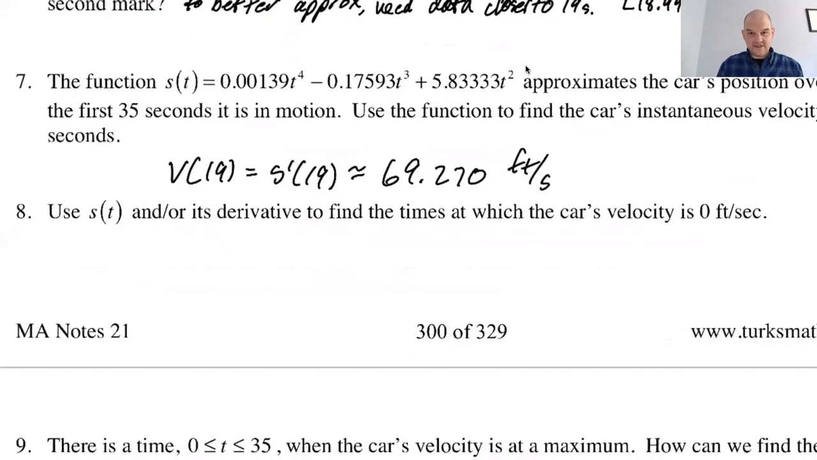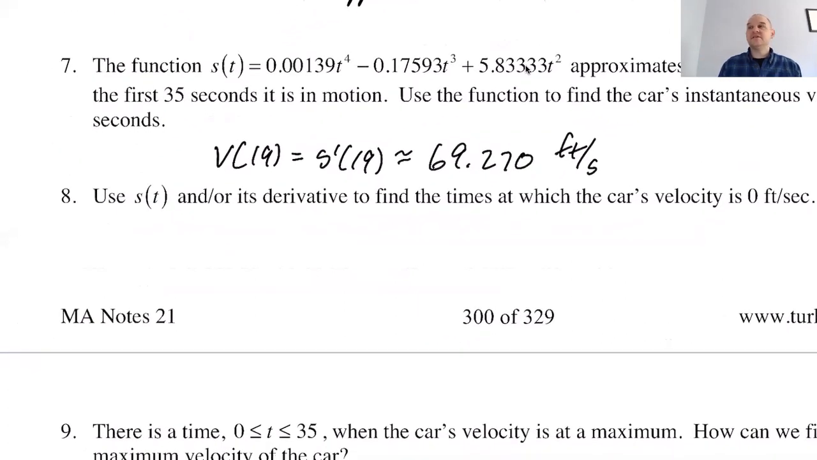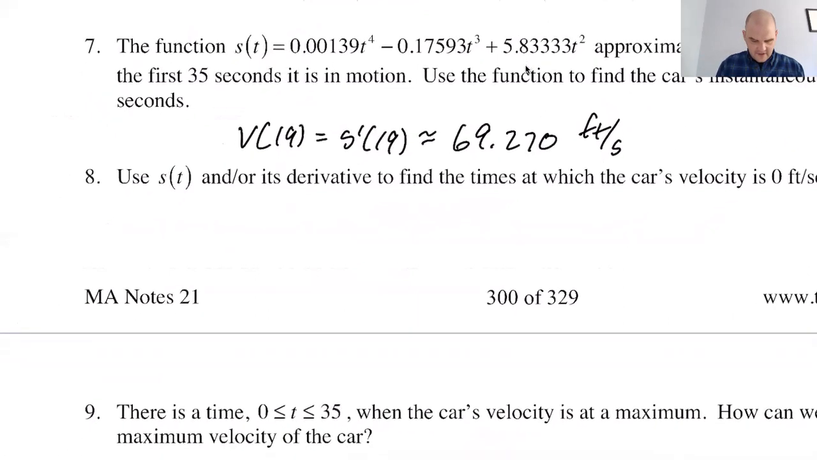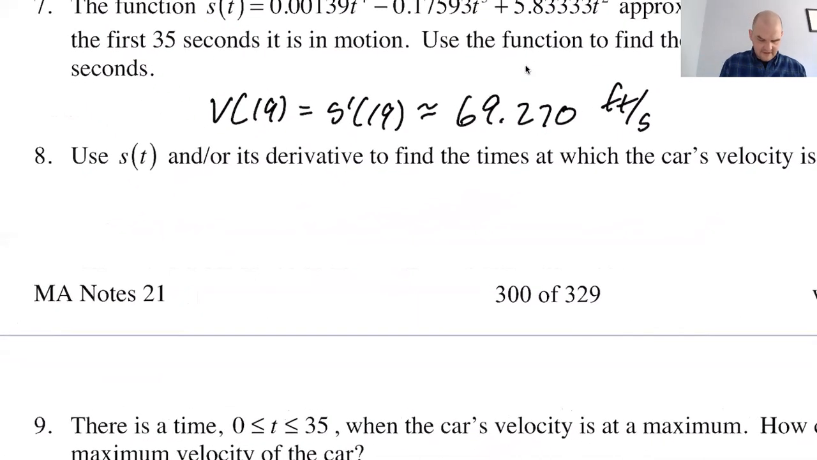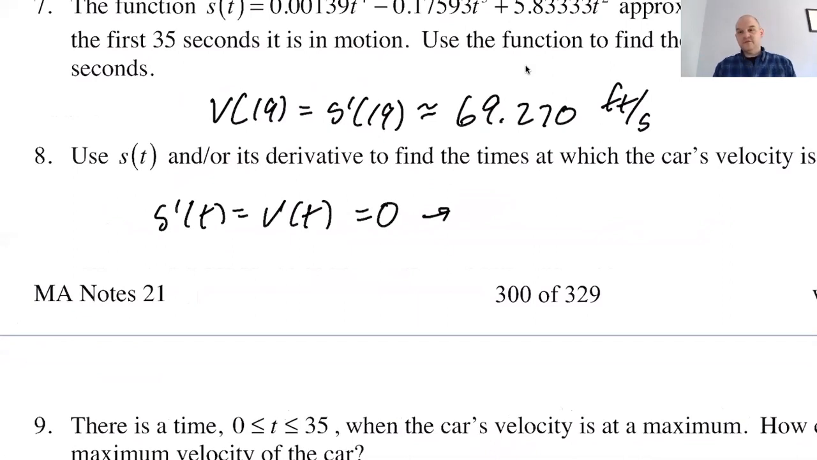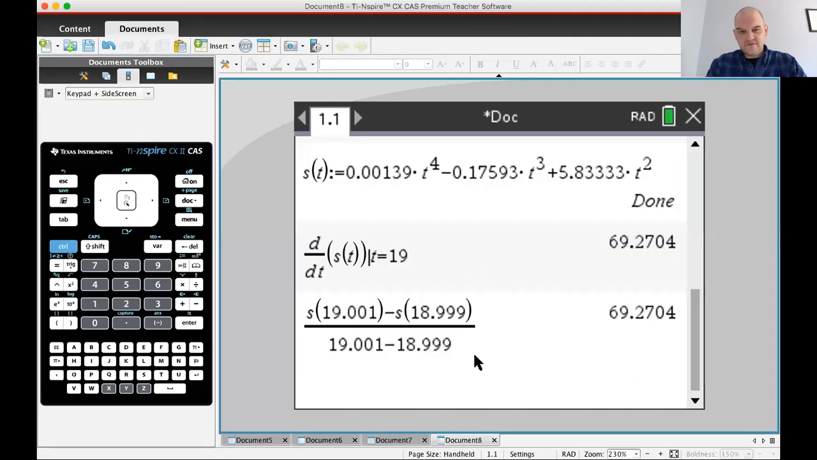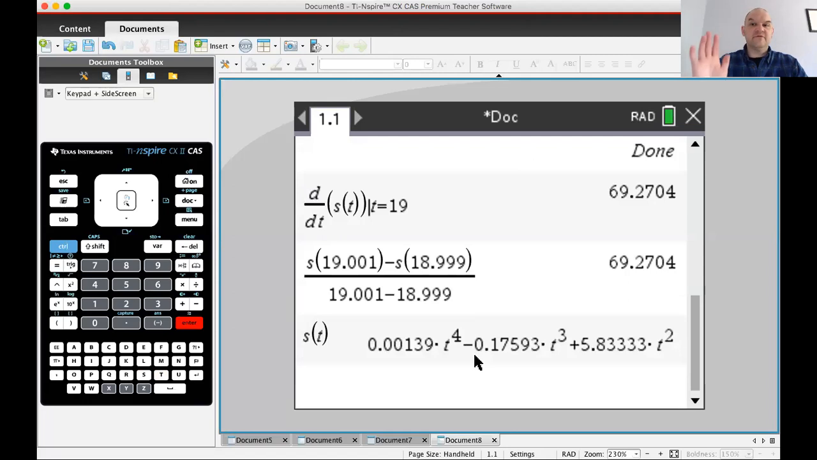So I think that the easiest thing to do here, since we have position, and the rate of change of position is velocity, is to find when S prime of t, which is equal to V of t, equals 0. And I'm just going to let the calculator do the work on that because S of t is kind of gross. If you remember, I already have S of t defined here. It's not built in. And I want to find when the velocity equals 0.